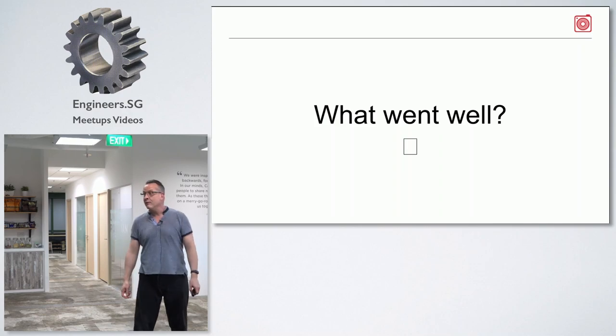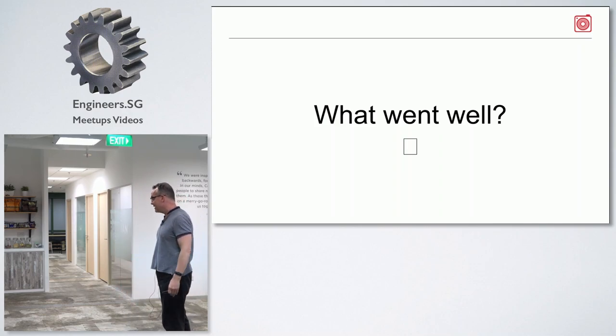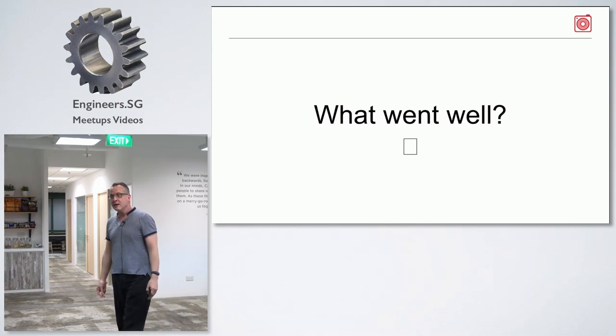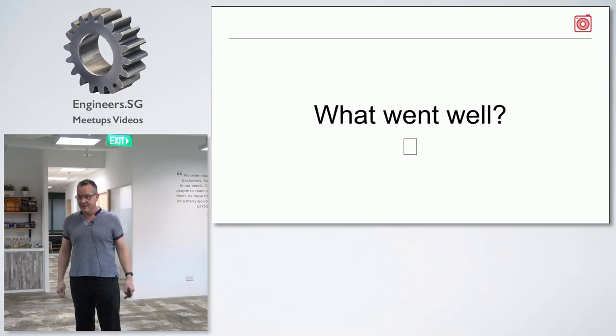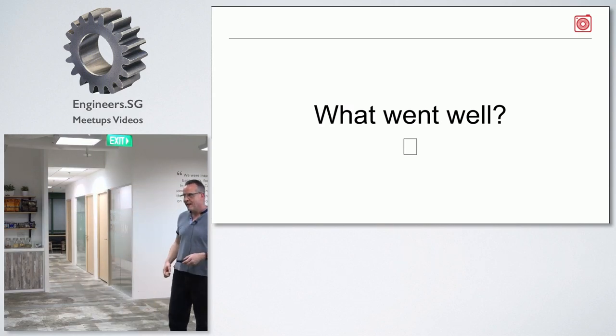Our PO gave us great stories, well-defined stories and acceptance criteria, and worked with us during story time to make sure they were ready. That made this a fantastic sprint. Okay? Identify those things. Now, how do I recommend you do this?